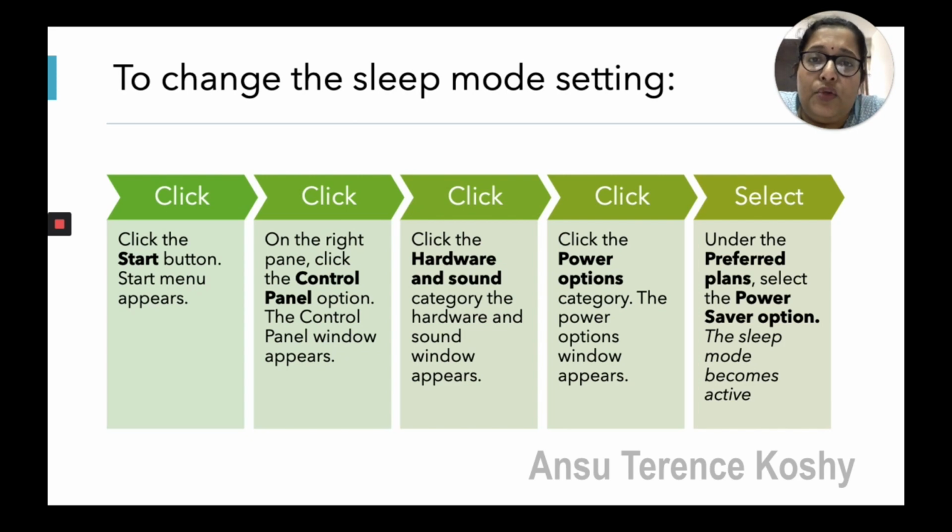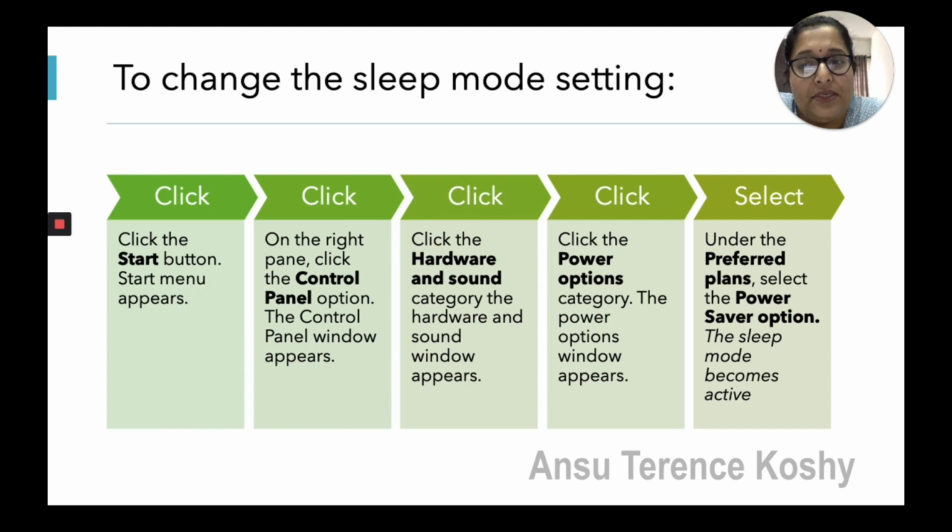Then in that you have to look into the power options. In the hardware and sound category page, you need to look for power options. The power options window appears. Under the preferred plans, that is the last step you have to remember, you have to look into the preferred plans. What is the preferred way that you would like to do it? In the preferred plans, you have to use the power saver option. You have to click on the power saver option and the sleep mode becomes active.